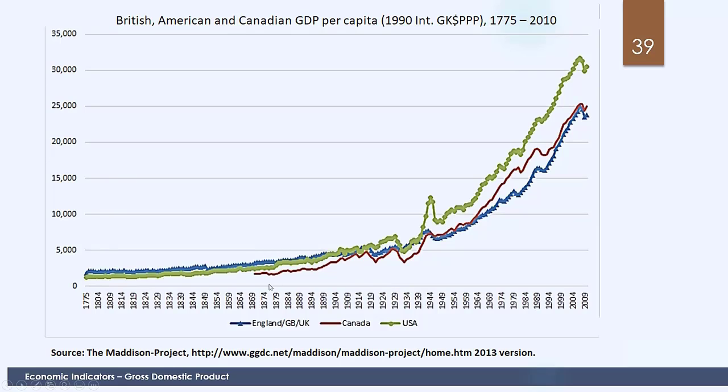Clearly, our standard of living has increased dramatically over the last 150 years or so. And a lot of this is due to, the main reason is due to productivity growth. We can produce a lot more per person because of technology and capital than we could back in our past.